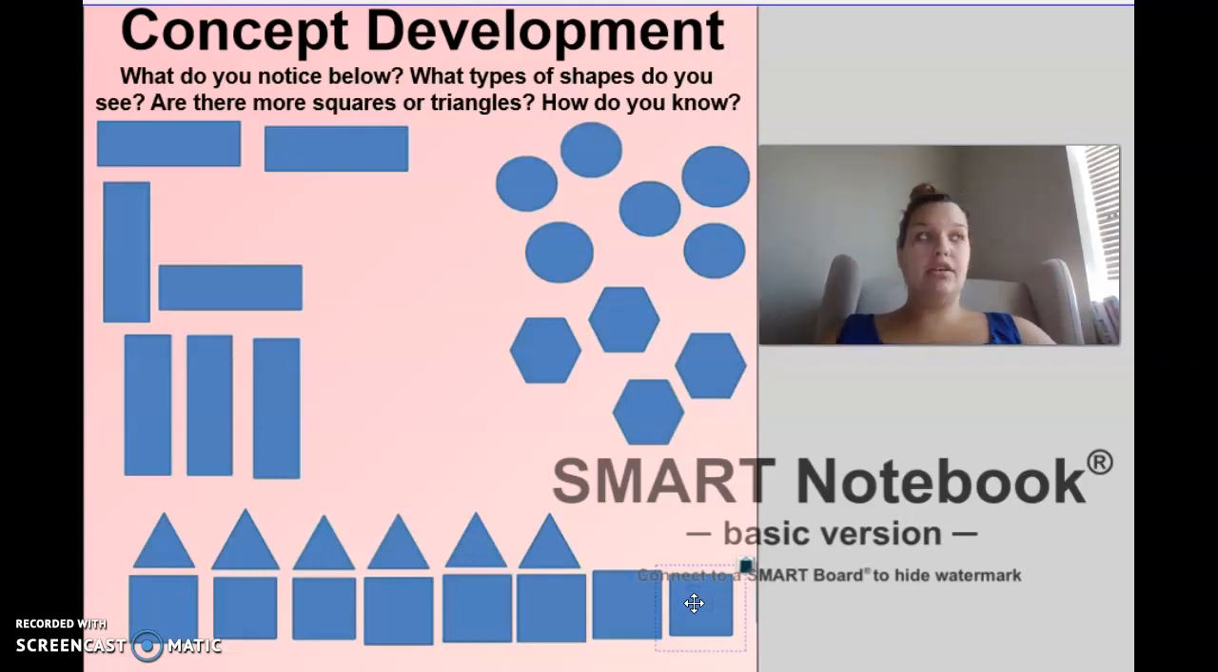There are 2 squares that don't have a triangle, so I can automatically tell I have more squares than triangles. So, which shape do I have fewer of or less of? Good job. I have fewer triangles than I do squares. Very, very good.